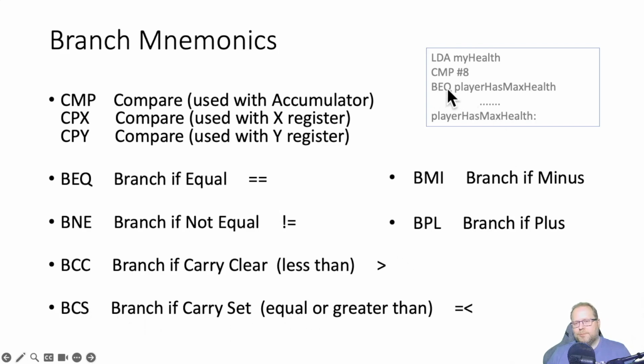So if we use BCS here, we could say load my health. My health was 8. So I'm loading 8, comparing it to 8, and let's say I'm using BCS. Well, BCS is equal or greater than. 8 is equal to 8. So in that case, I would branch. If I load my health and my health is 11, I'm comparing that to 8. BCS, equal or greater than. Well, in that case, I would also branch, because 11 is greater than 8.